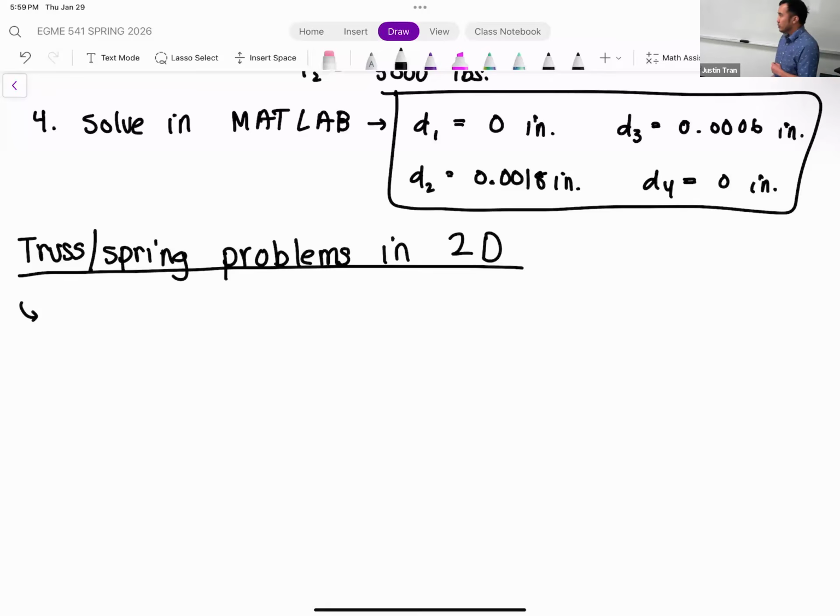So the main difficulty that we're going to have in 2D, especially for truss and spring problems, is the fact that if you're having truss and spring elements pointing in different directions, those deformations are not going to align with each other. Okay?